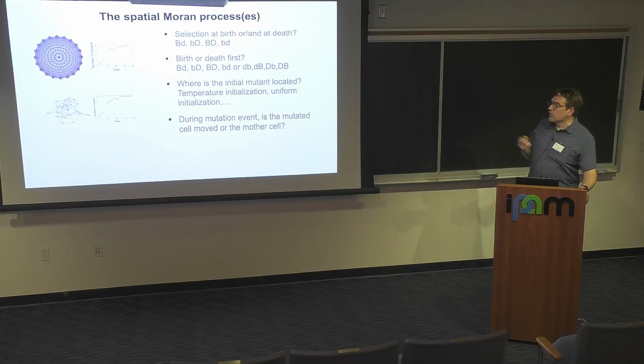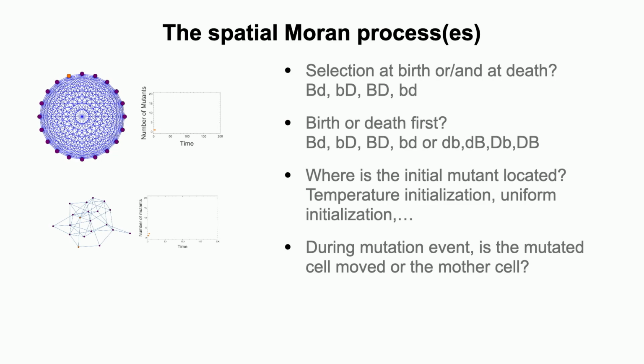You could also ask, during a mutation event, where do you put the mutated cell? Because normally, I speak about cells here, but you have an individual that has a mutation, and then normally the assumption is that the mutation is the individual that you put somewhere else. But you could also say, no, the mutation stays with the mother cell, and the unmutated cell is moving. And that makes a difference.